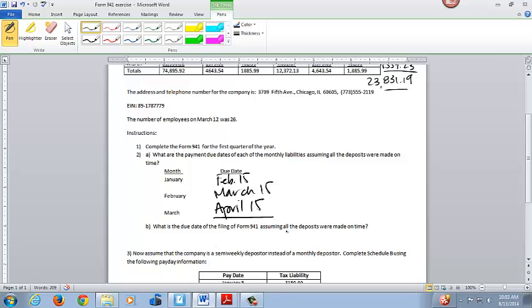And what's the due date of the filing of Form 941, assuming all deposits were made on time? Remember, that is due on the last day of the month following a quarter. So if our quarter ended on March 31st, our due date for that would be April 30th for the 941. And that's how you do a 941.